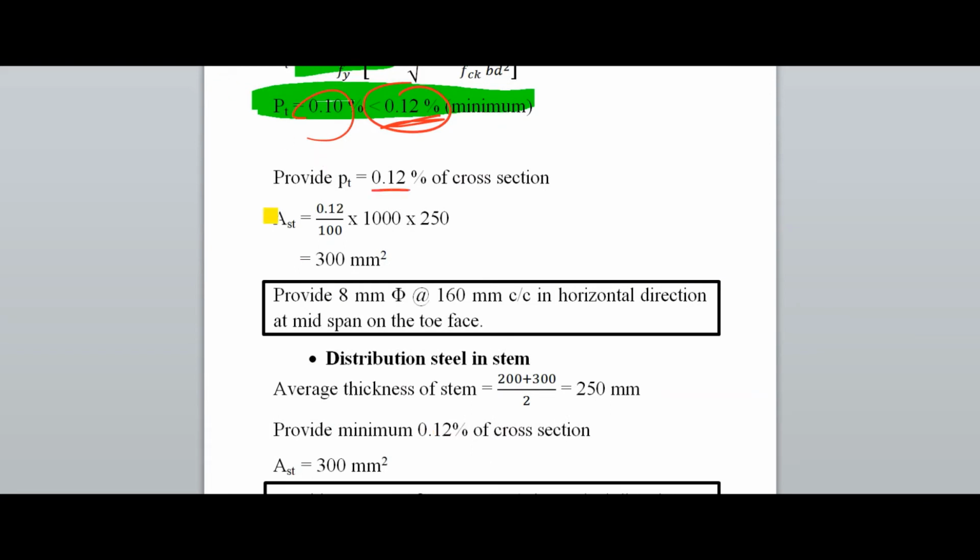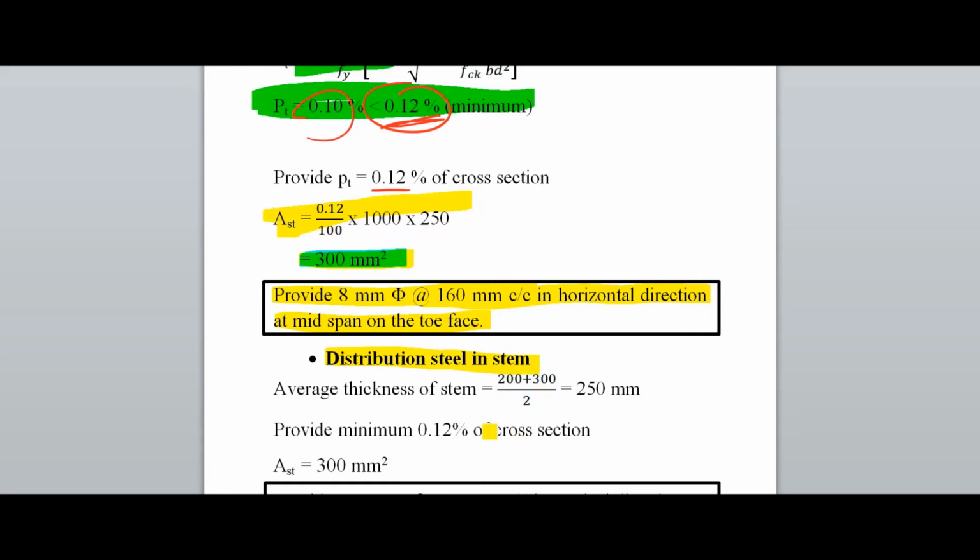So AST is 0.12, so 300 mm square. AST 300 mm square. So provide 8 mm dia at 160 mm center to center in horizontal direction at mid span on the toe face. Now we have to find out the distribution steel in the stem.